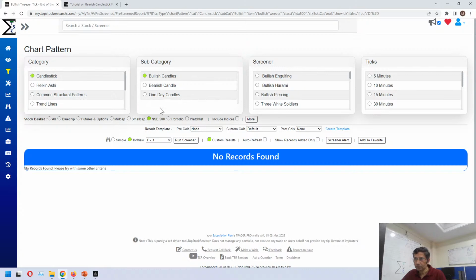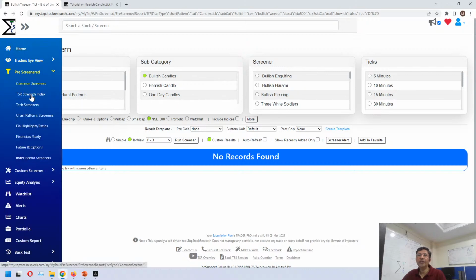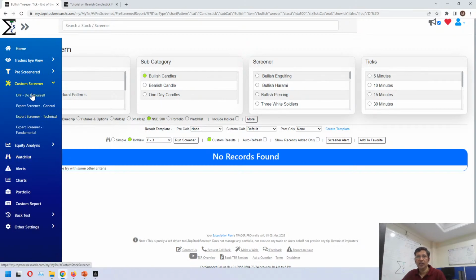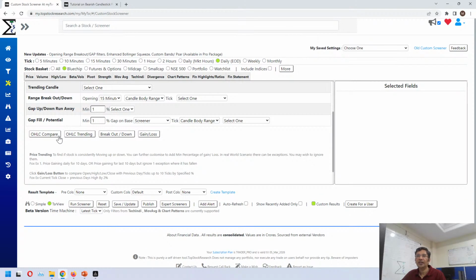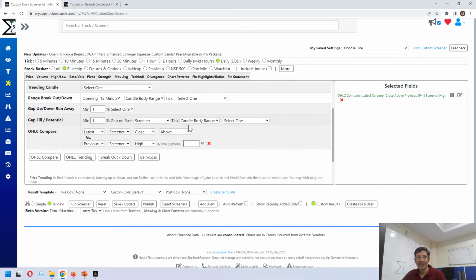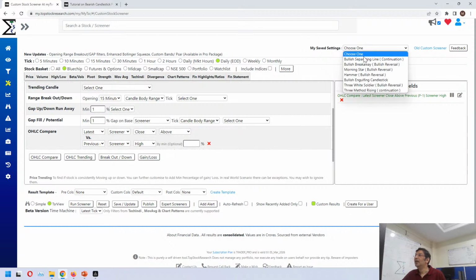Similarly, you can go to the DIY screener. Over here, you can create your own patterns using OHLC compare. These are nothing but going and creating certain candles. So you can use this. A few examples which we have created ready-made for you is basically the morning star.